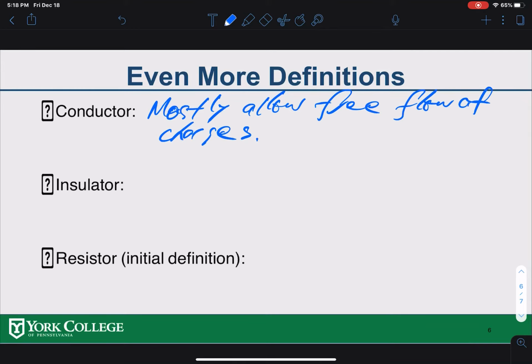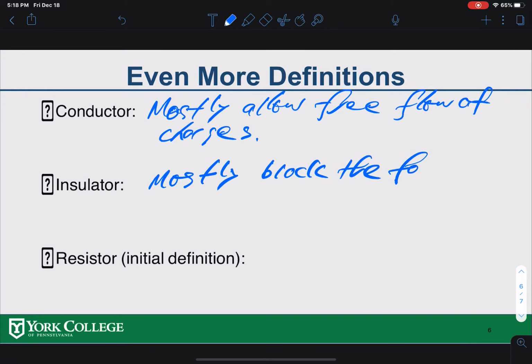Insulator. Insulators are the opposite side of it. They don't want to allow any charges going through them. So mostly they block the flow of charges. All right, so what are the insulators? Like your glass, rubber, wood, or your ceramic. Those are all examples of insulators.